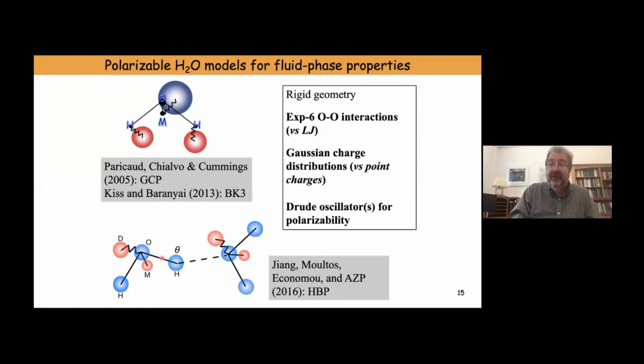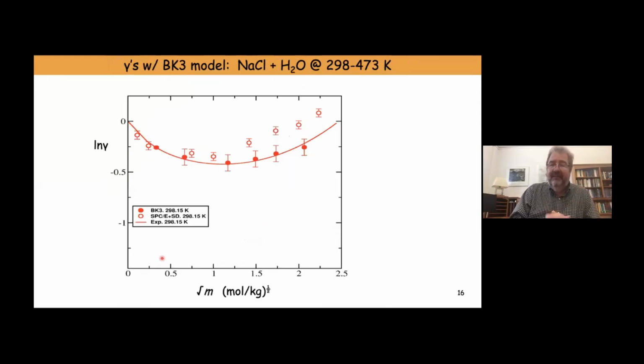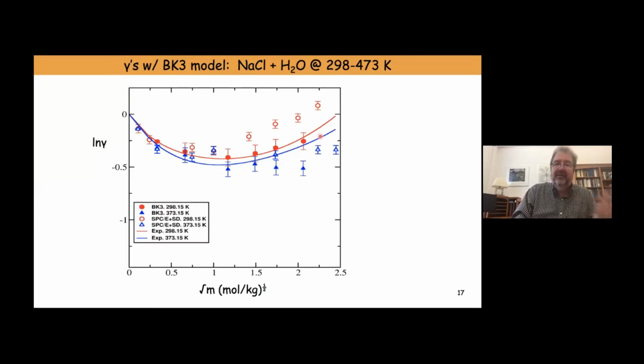Will these models that include this very important physical characteristic of water do better for the properties we're interested in? Well, the first example we did with sodium chloride and water, we were very excited. We were very happy because we didn't fit this experimental data curve, the line, and our points, which came from our BK3 calculations, matched the activity coefficients at room temperature exactly. But it turns out that the temperature dependence is not right. So if you go to higher temperatures, 373, you start seeing deviations.